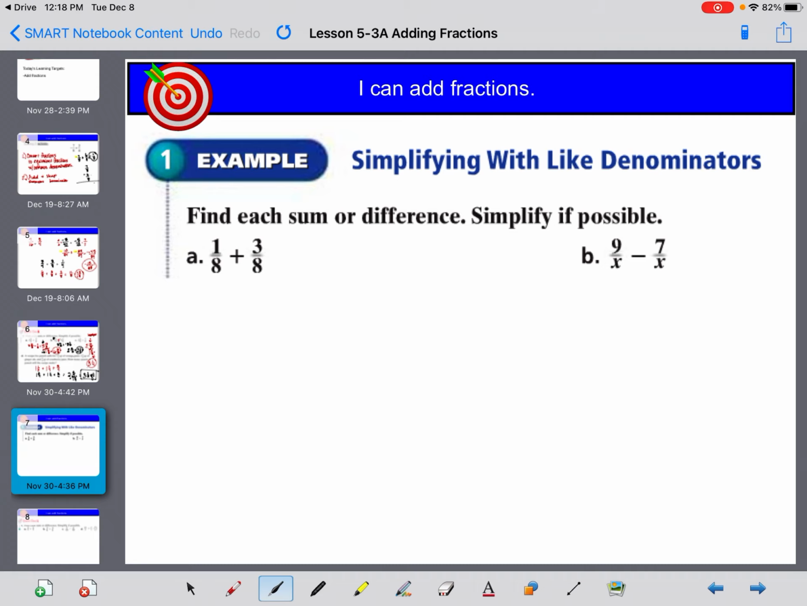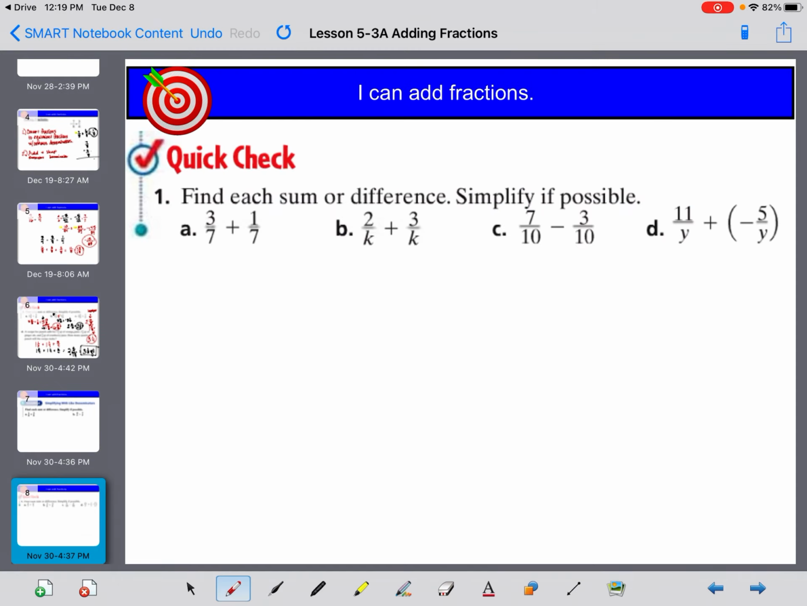All right, pause the video. It's time for you to try some of these on your own. Try these 4. Come on back to compare. Ooh, these 4. Here we go.